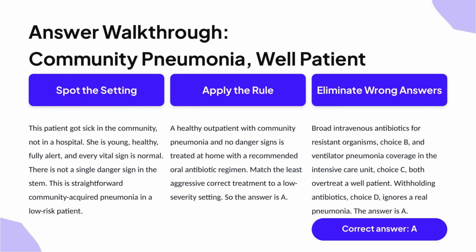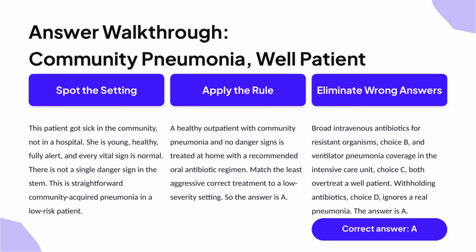Spot the setting first. This patient got sick out in the community, not inside a hospital. She is young, she is healthy, she is fully alert, and every vital sign is normal. There is not a single danger sign anywhere in the stem. This is straightforward community-acquired pneumonia in a low-risk patient. Now apply the rule. A healthy outpatient with community pneumonia and no danger signs is treated at home with a recommended oral antibiotic regimen. You match the least aggressive correct treatment to a low-severity setting. That makes the answer A.